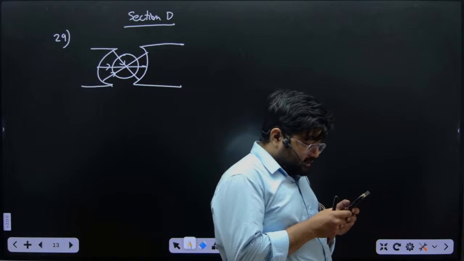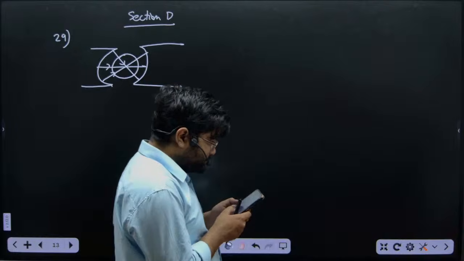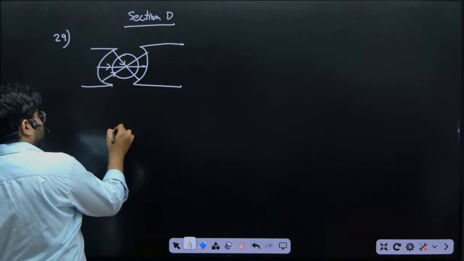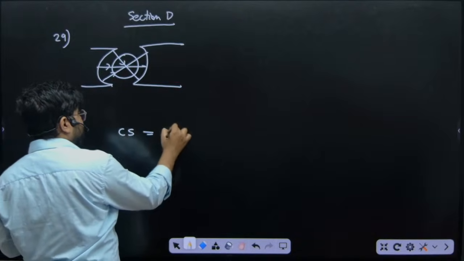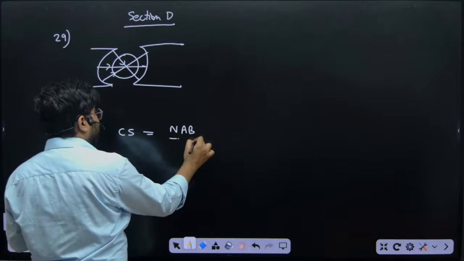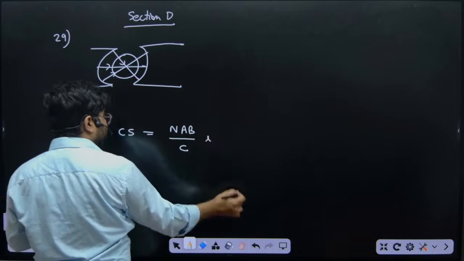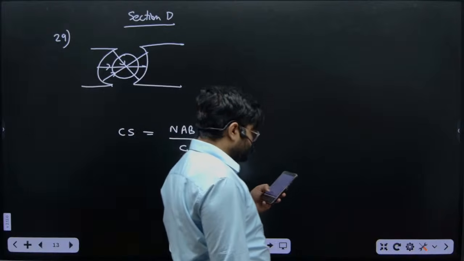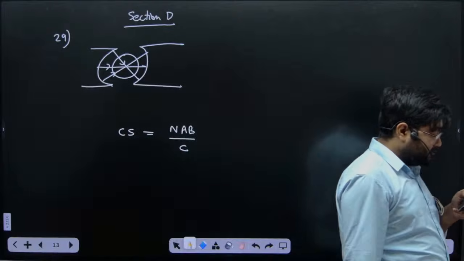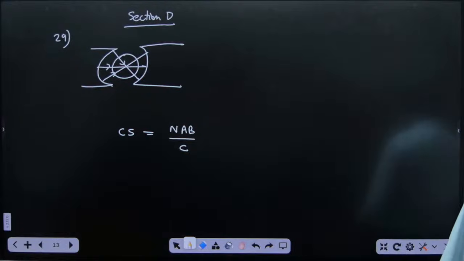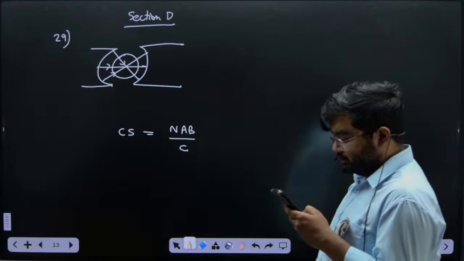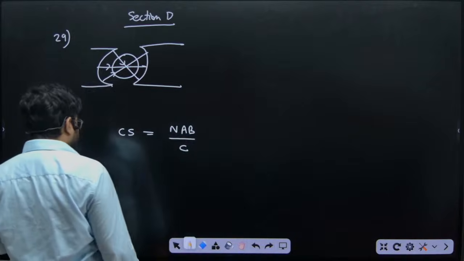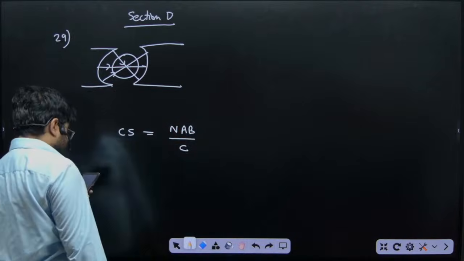The best way to increase current sensitivity. Current sensitivity is given as NAB by torsional constant, right? The best way to increase current sensitivity of a galvanometer is by increasing the number of turns of the coil, increasing the area, or the magnetic field. The best way I think is to increase the number of turns.